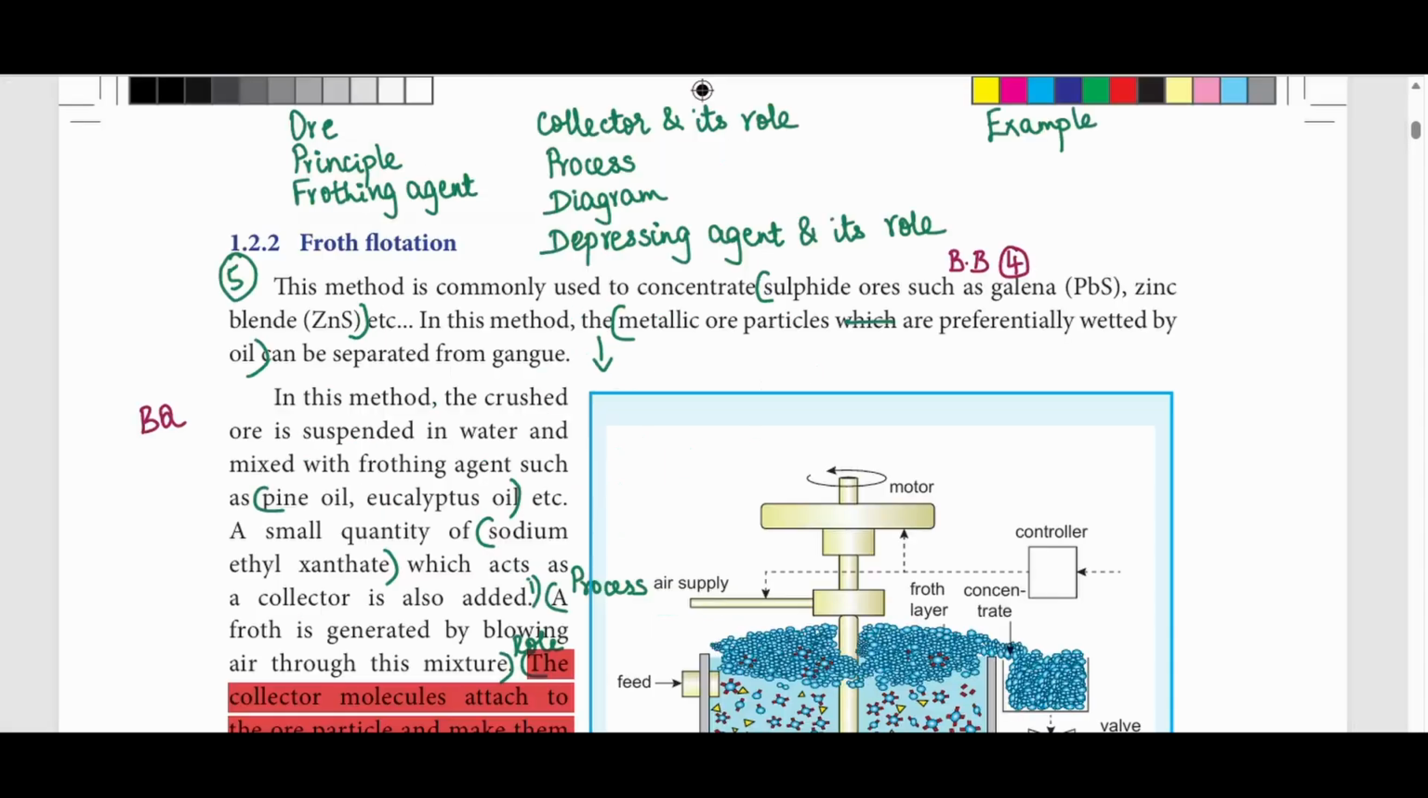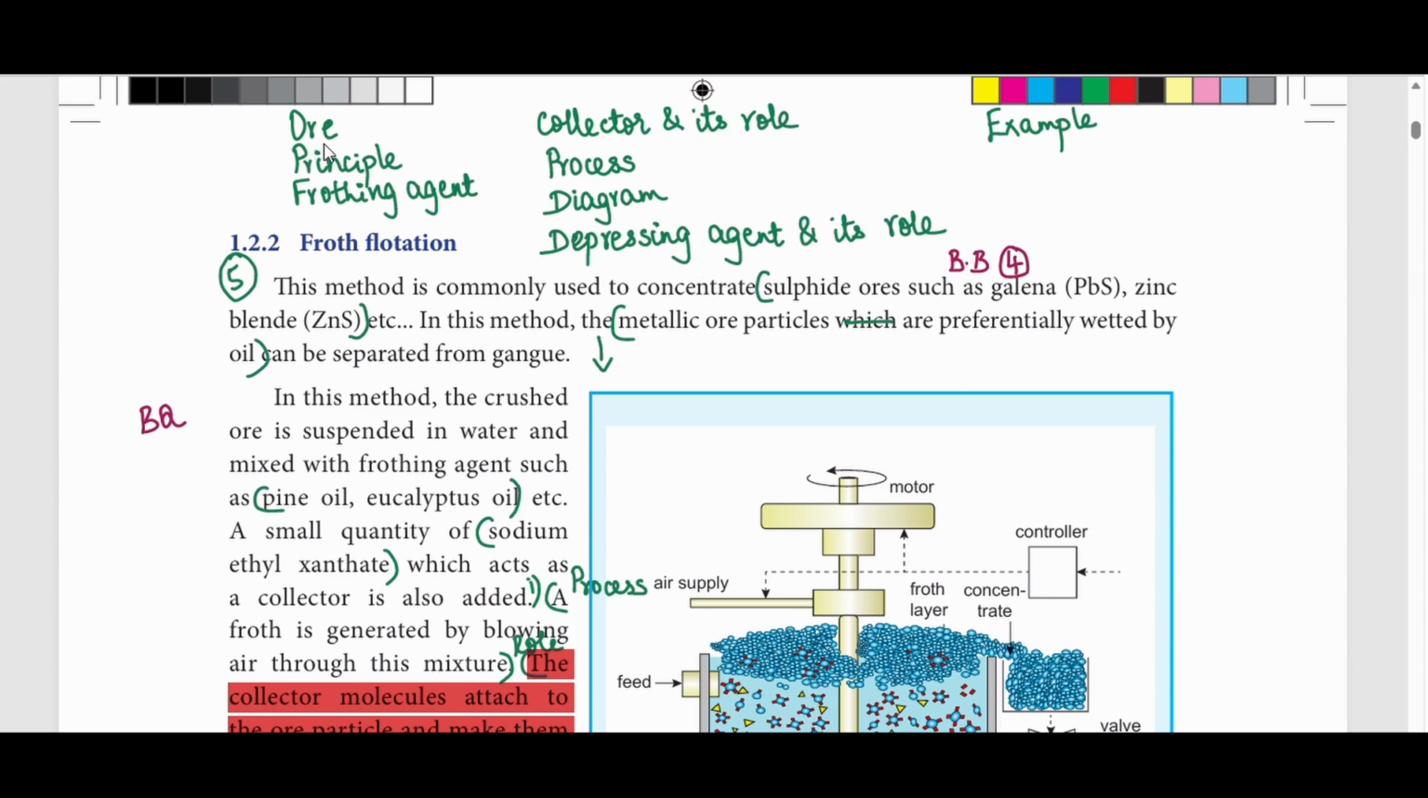So we'll take the textbook. First, we'll do the froth flotation process. In order to learn this process, better make a note of the side headings: ore, principle, frothing agent, collector and its role, process, diagram, and the depressing agent and its role.